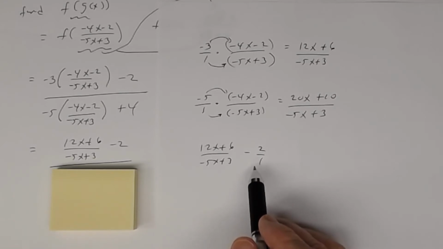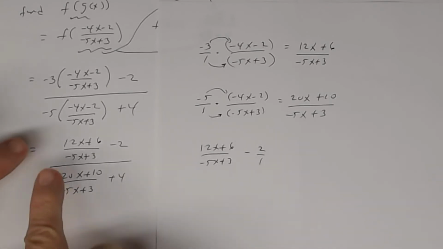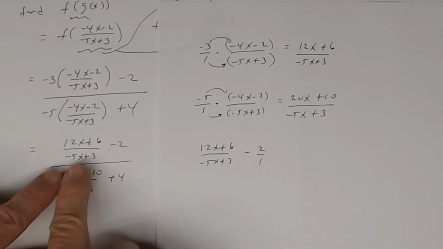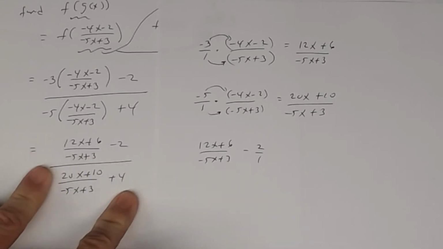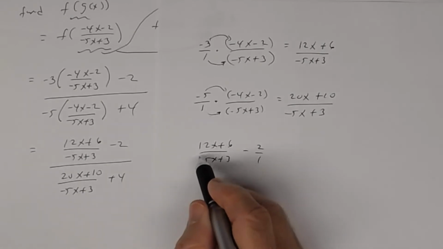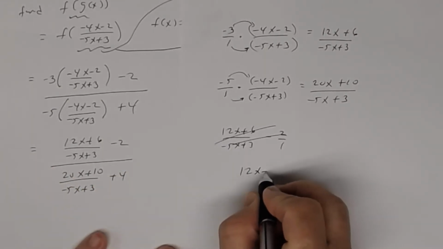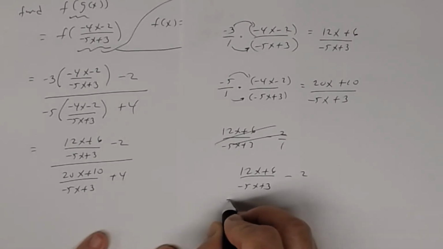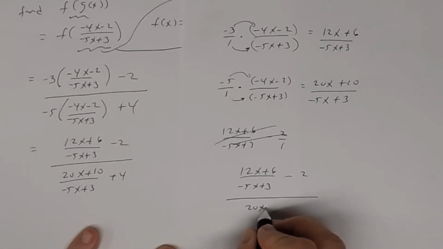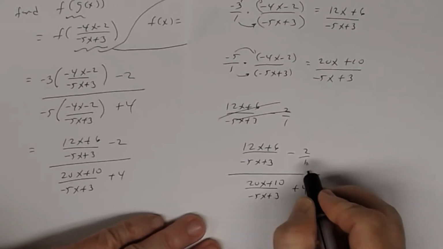So one of the things, well, let's do it this way. So remember when in a previous lesson or a previous course, you talked about complex fractions. So it might be easier to do it this way. So let me show you this. So I'm going to go ahead and write this over right here. 12x plus 6 divided by negative 5x plus 3 minus 2 divided by 20x plus 10 divided by negative 5x plus 3 plus 4. Okay.